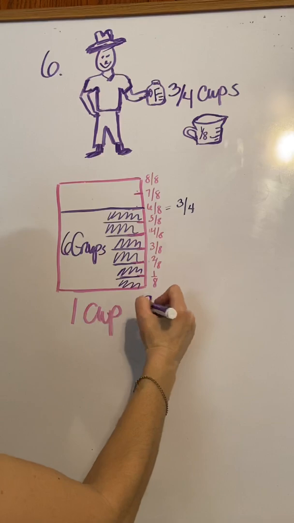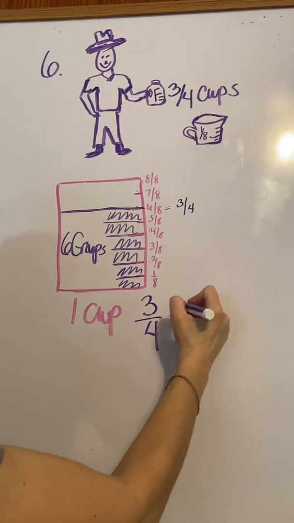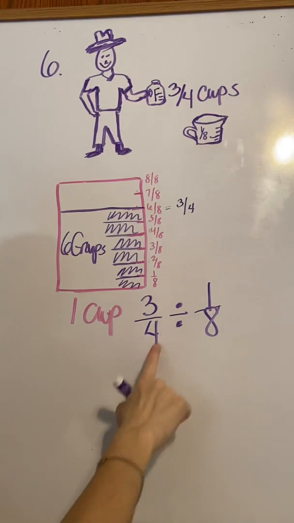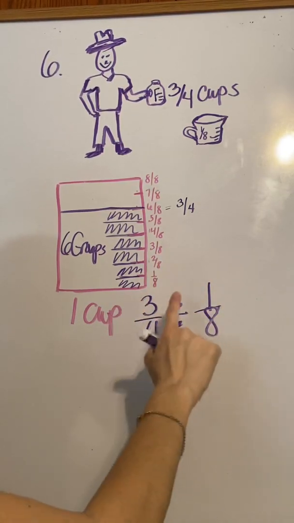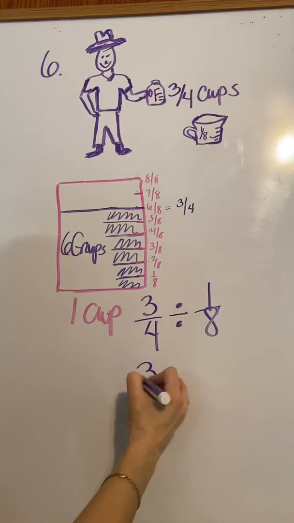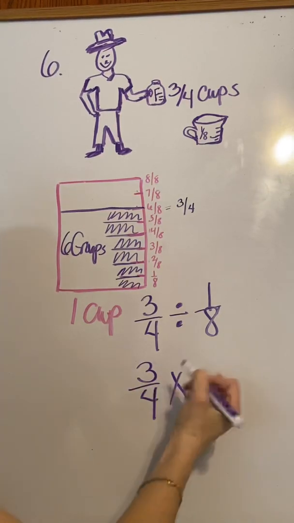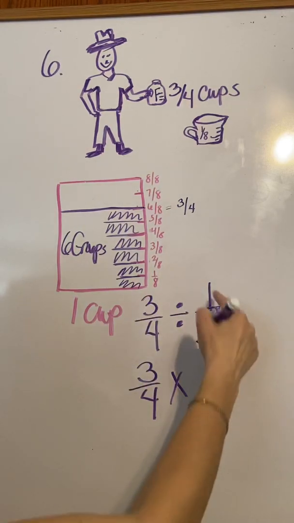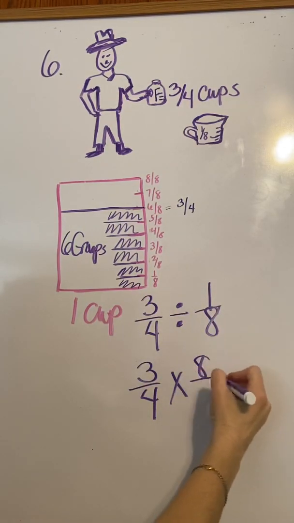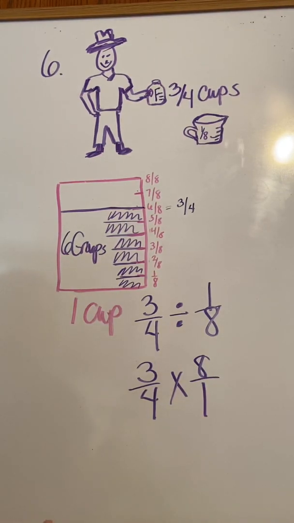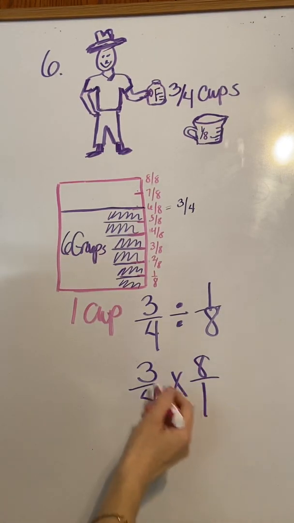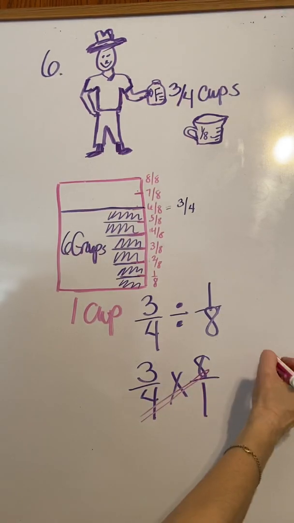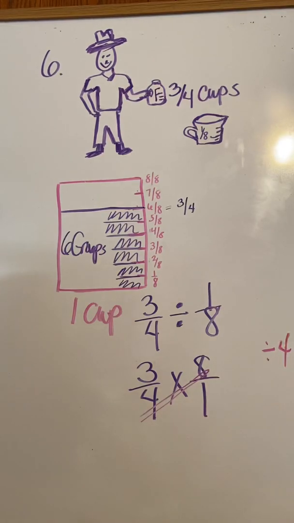So we've got 3/4 divided by 1/8. All right, so we're going to multiply by the reciprocal. Keep 3/4 the same. Then we're going to multiply by the reciprocal of 1/8, which is just flip it over, 8/1. All right, let's look for our seesaw friends. 1 and 3 do not have anything in common, but 4 and 8 do. They have a 4 in common. So we're going to divide by 4.